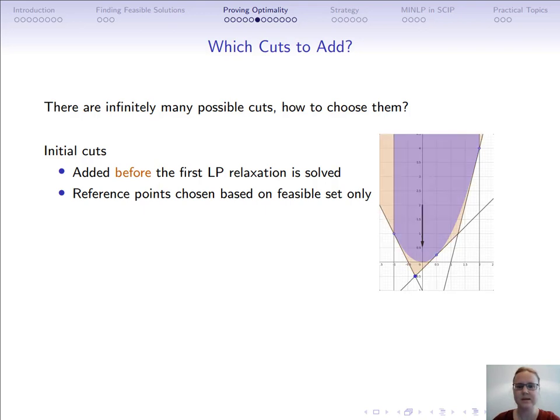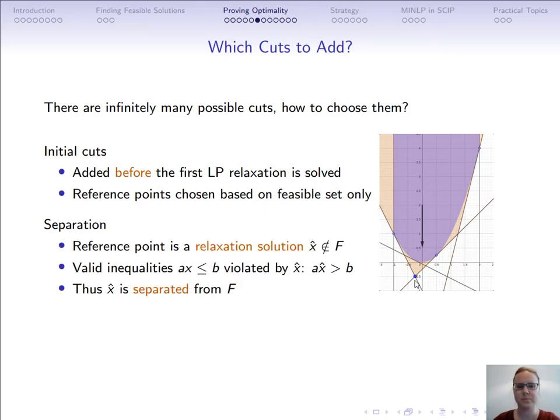And then these cuts give you an LP relaxation, which you can solve in order to obtain the first LP solution. Here this solution is shown by this blue point. But this solution violates the actual nonlinear constraints. So what can we do next? Next we want to separate these points from the feasible set, so that next time when we use the LP relaxation, we get a better solution.